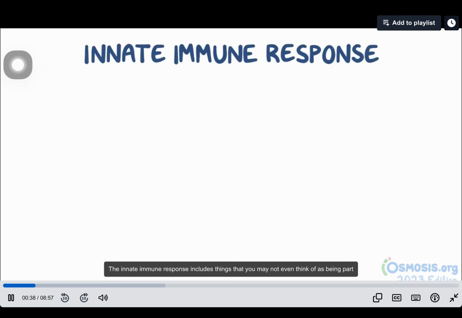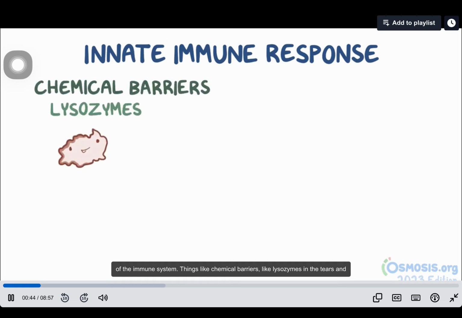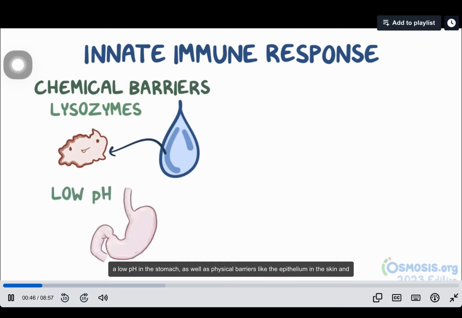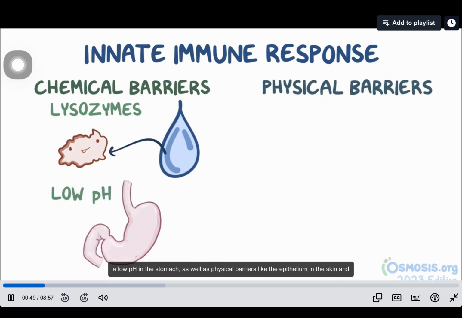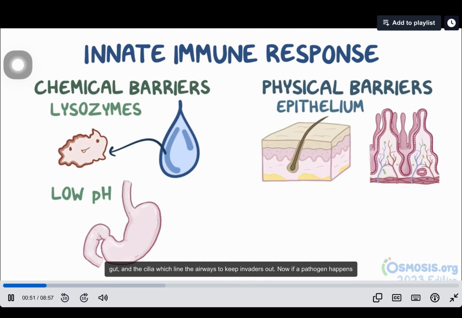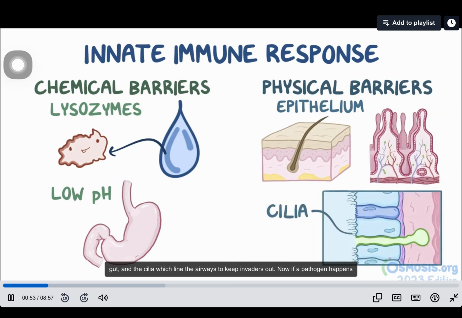The innate immune response includes things that you might not even think of as being part of the immune system. Things like chemical barriers, like lysozymes in the tears and a low pH in the stomach, as well as physical barriers, like the epithelium in the skin and gut, and the cilia which line the airways to keep invaders out.